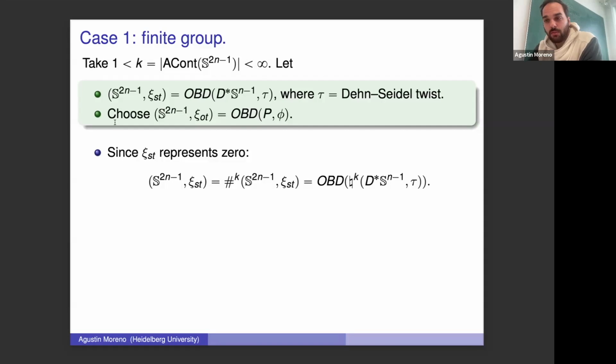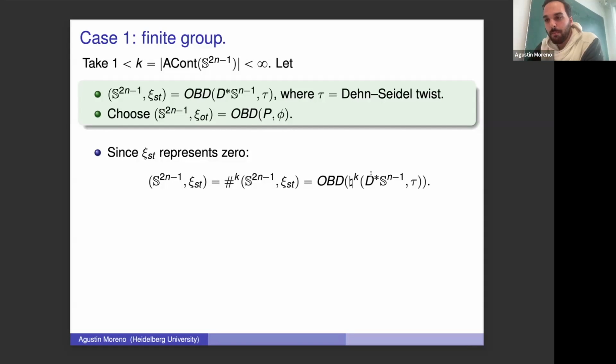And then the second is we just take an arbitrary open book supporting the over-twisted version of this standard contact structure. So they both represent the 0 element in the group of almost contact structures. Since the standard contact structure is 0 in this group, I can just take any number of self-connected sums and it won't change that, because I'm just multiplying 0 by k. So I take a bunch of self-connected sums and I have this open book decomposition, this connected sum formula.